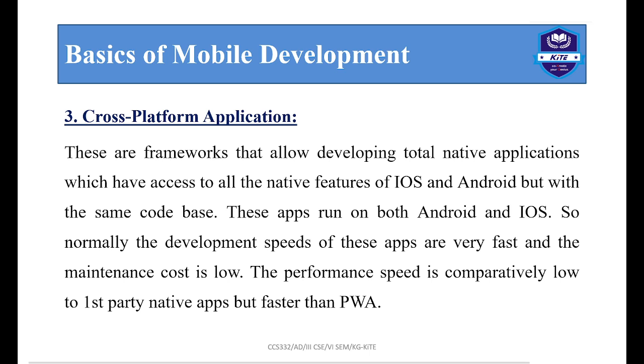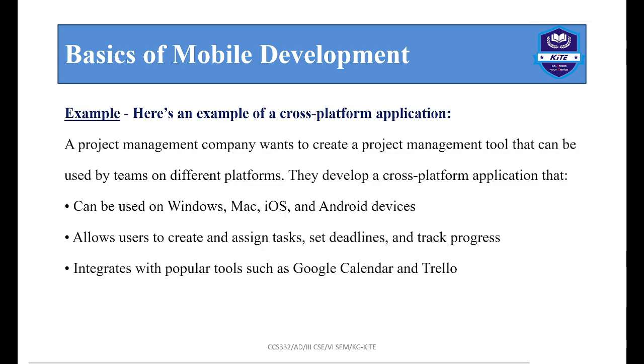Normally the development speed of these apps is very fast and maintenance cost is low. The performance is comparatively lower than first party native apps, but faster than progressive web applications. Here there is an example. A project management company wants to create a project management tool that can be used by teams on different platforms. So there is a project company where they work on different platforms and want to communicate with each other. So an application is developed for it.